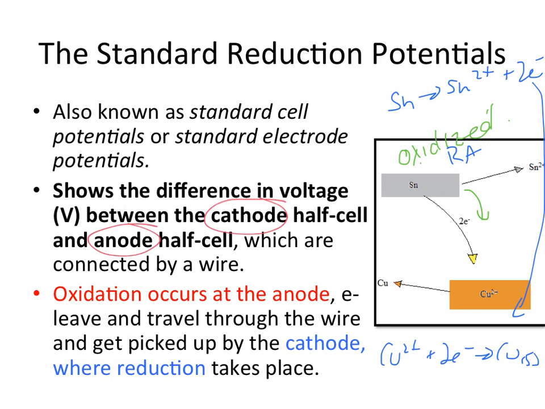And so what this kind of diagram is trying to describe is that there's higher potential energy here, lower potential energy there. So this difference in potential energy is what is being calculated here. And that difference in potential is how we get our standard reduction potential.